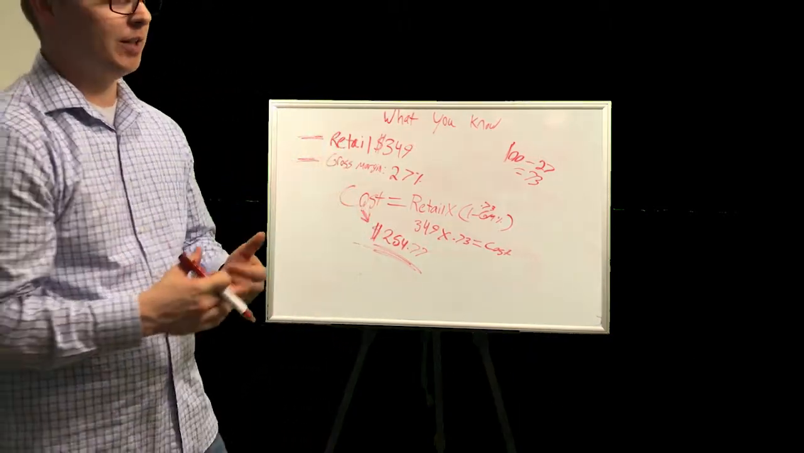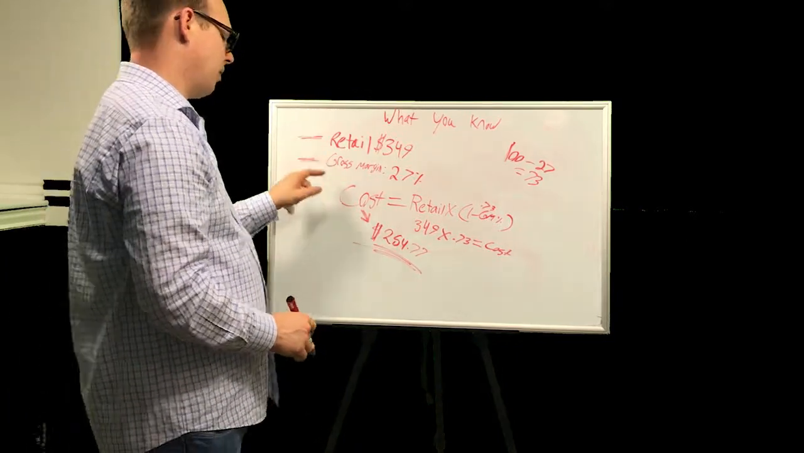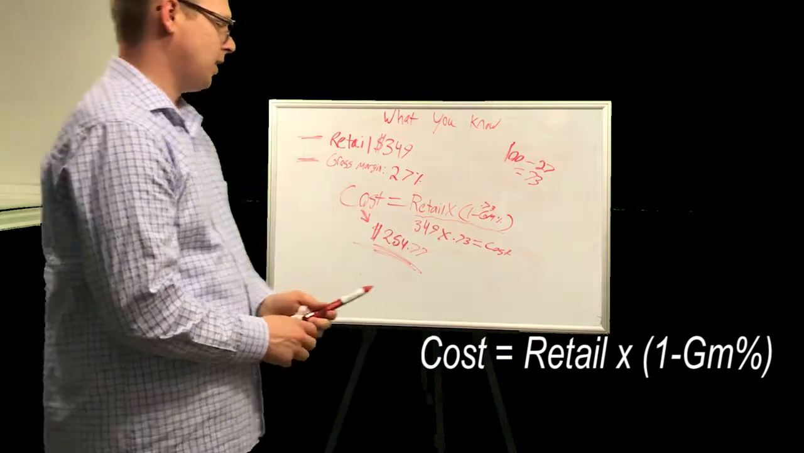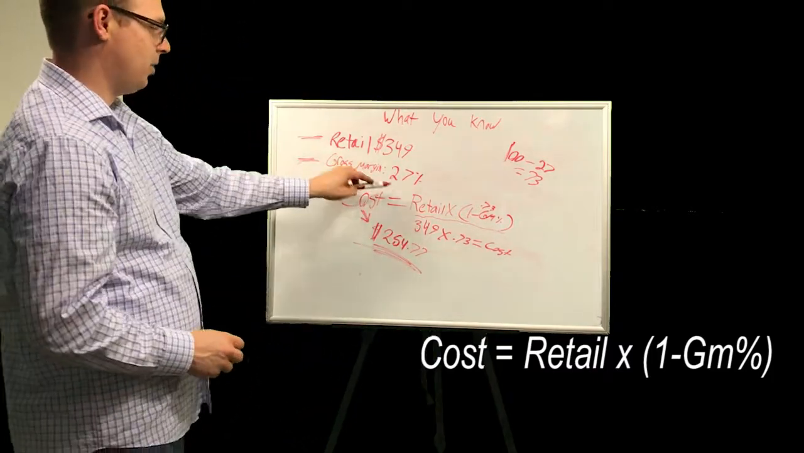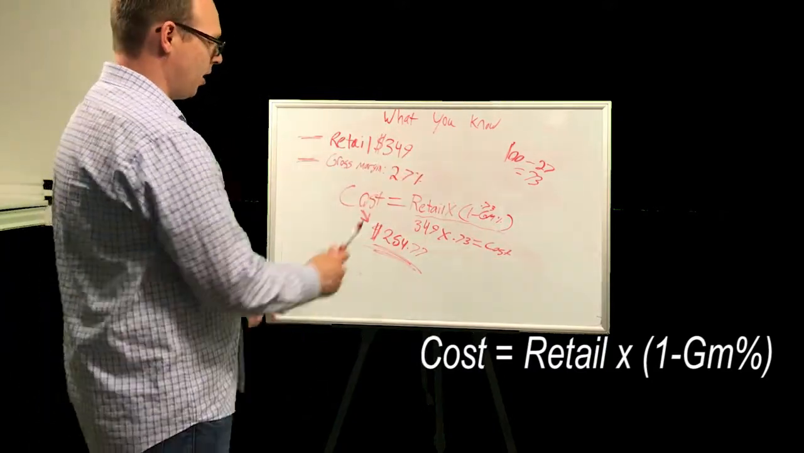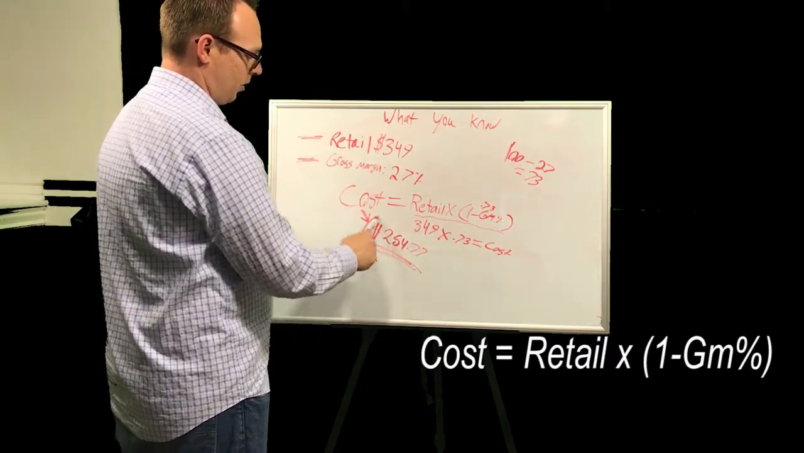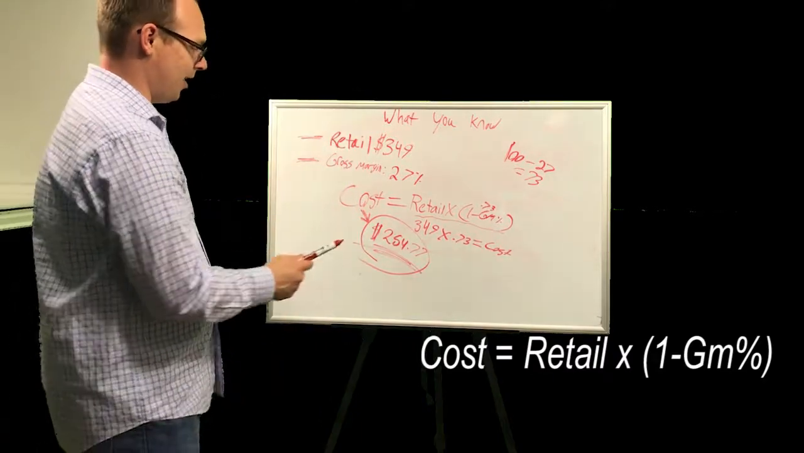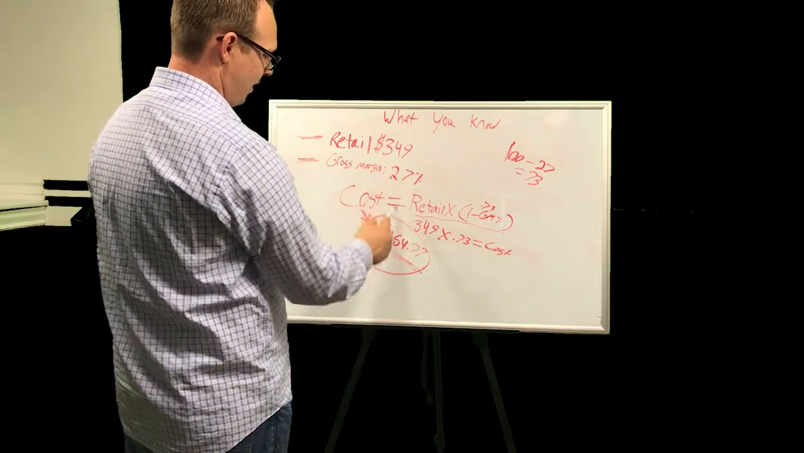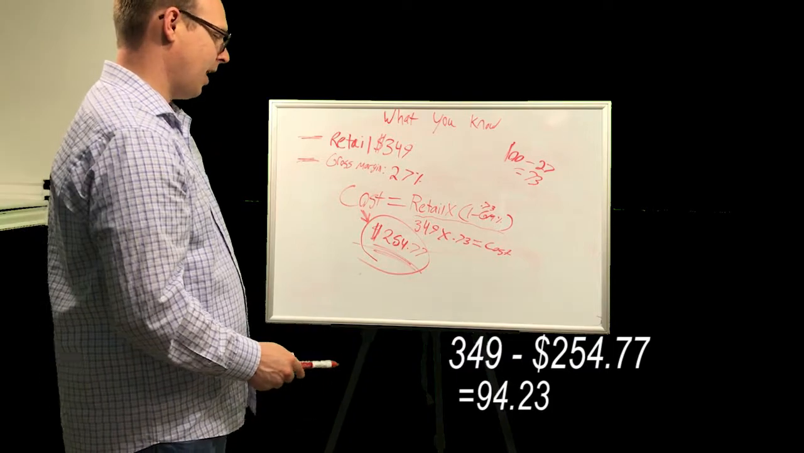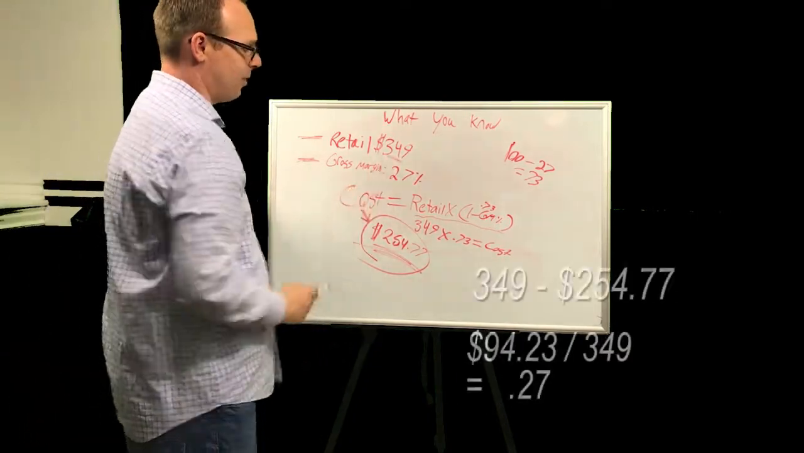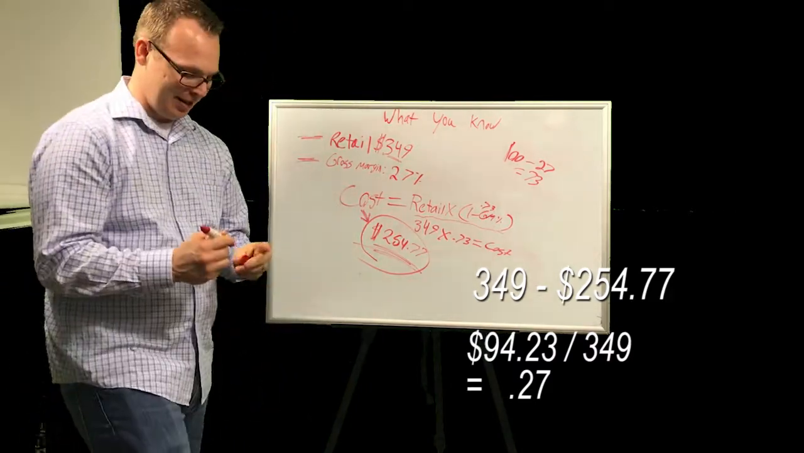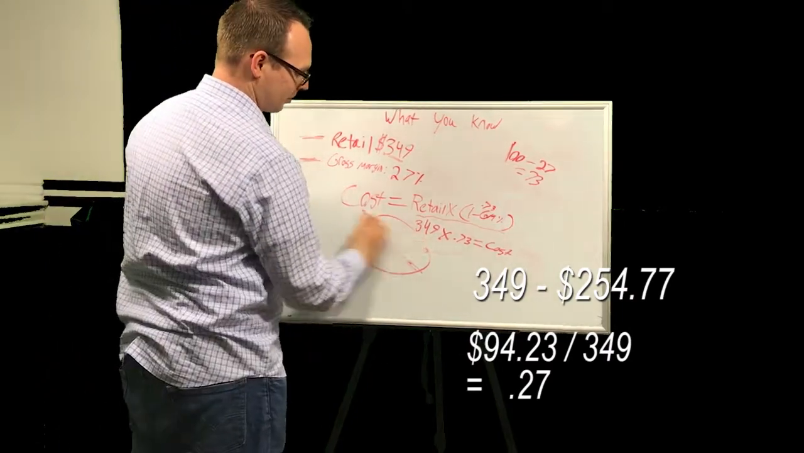Another important formula that you're going to use day in and day out. When you know retail price and gross margin, how do you find cost? The formula is cost equals retail times one minus your gross margin percent. So 100 minus 27 is 73. Retail 349 times 0.73 gives you the cost of $254.77. Now check that using the first formula we learned at the beginning of the lesson. Do your retail price of 349, subtract the 254.77, and take that number and divide it by 349 once again, and you will see that you have a gross margin of 27%. Isn't that something? It's amazing. Memorize this, learn it. You'll be much better for it.